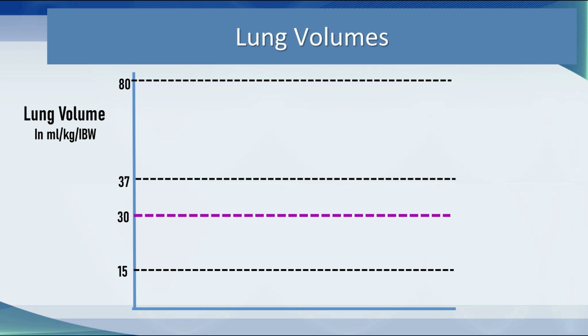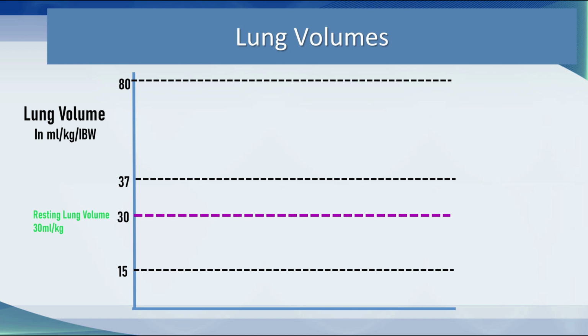This will be a familiar picture if you've ever looked at a physiology textbook, but there's a slight difference in this particular version of the lung volume graph in that I've put the lung volumes on the y-axis in mils per kilo of ideal body weight, and there is a good reason for this. Your lung size is related to your height, not your girth. A 5'9" or 175 centimeter slender person has the same size lungs as an obese individual or a bodybuilder of the same height.